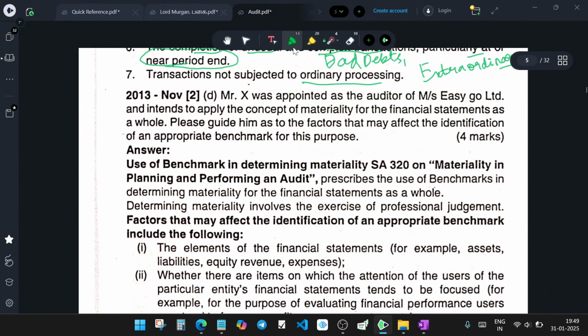Mr. X is appointed as an auditor of Easy and Go, intended to apply the concept of materiality for the financial statement as a whole. Please guide him on the factors that may affect the identification of an appropriate benchmark for this purpose. So, we need to guide him on the factors that may affect the appropriate benchmark.